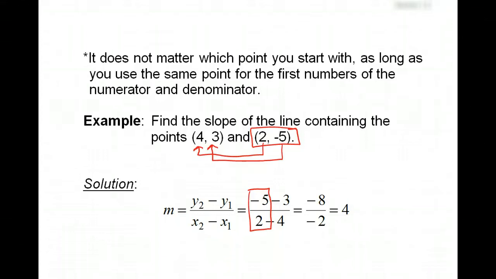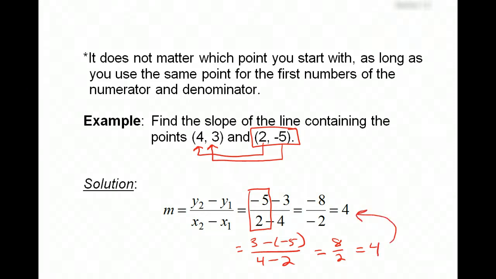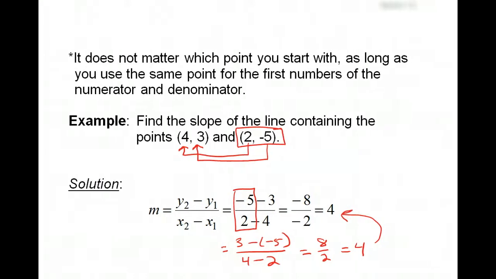In this case, I get a +4. Well, if I had subtracted the other way and taken 3 minus -5 over 4 minus 2, I would have gotten 8 over 2, which is 4. Same thing as I got here. So it doesn't matter which order you subtract, you should still get the same slope. Okay, let's look at another one.